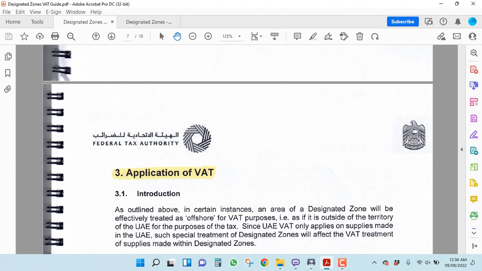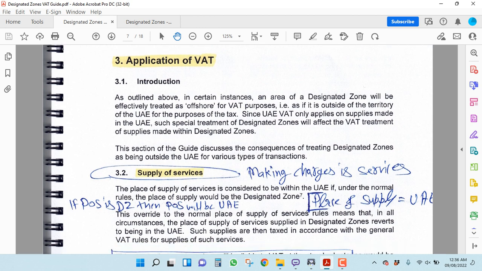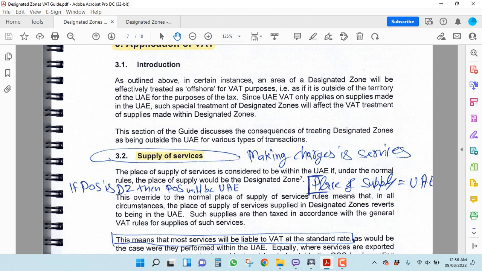It will have many benefits also for this condition. Application of VAT in DZ, mainly introduction. As outlined above, in certain instances an area of DZ will be effectively treated as offshore for VAT purposes, that is, as if it is outside the territory of the UAE for the purpose of tax. Since UAE VAT only applies on supplies made in the UAE, such special treatment of DZ will affect the VAT treatment of supplies made within DZ.